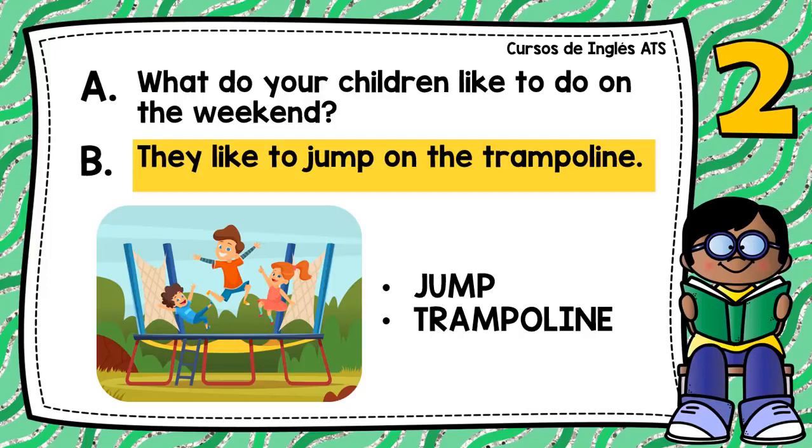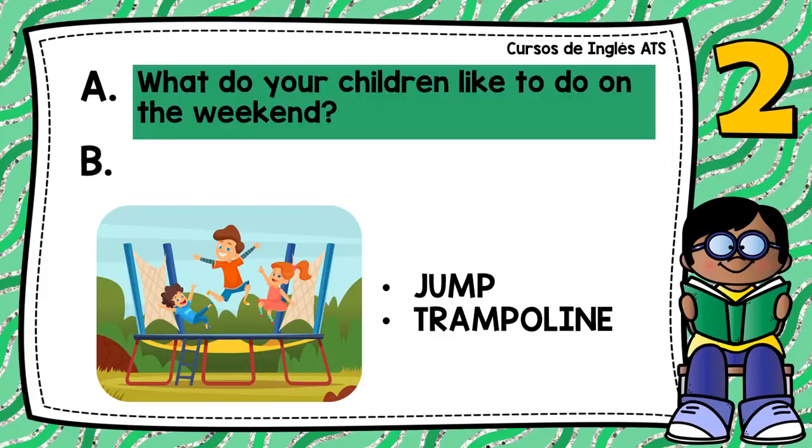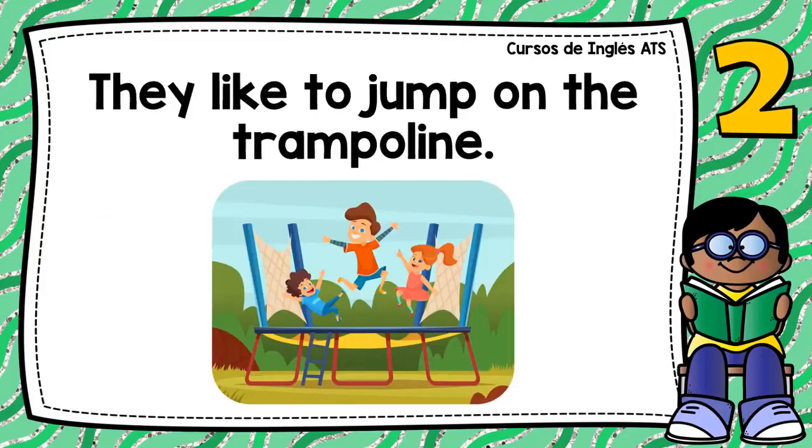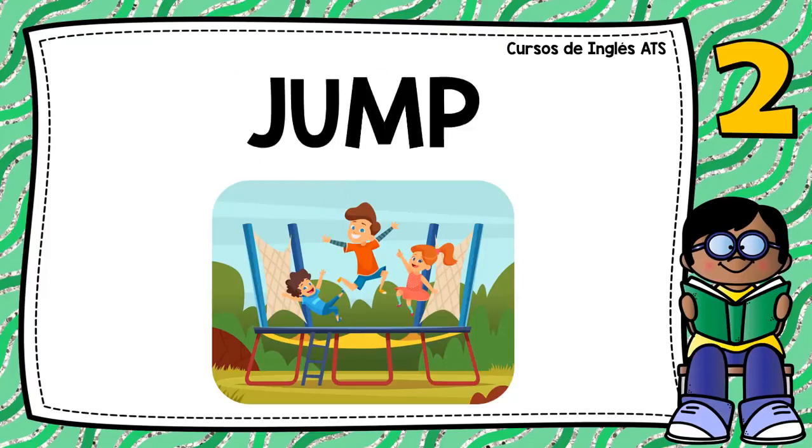They like to jump on the trampoline. A ellos les gusta saltar en el trampolín. Let's review. What do your children like to do on the weekend? They like to jump on the trampoline. Recuerda, cuando usas like con otro verbo, los tienes que separar usando to. Like to jump.